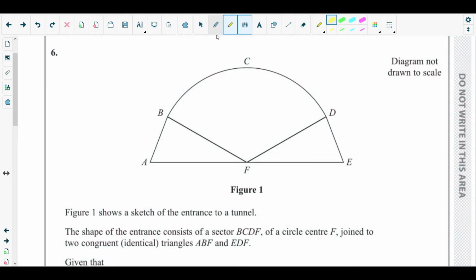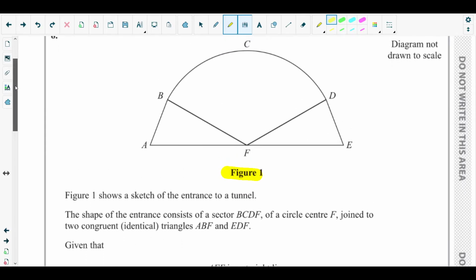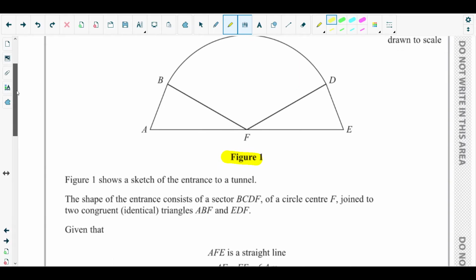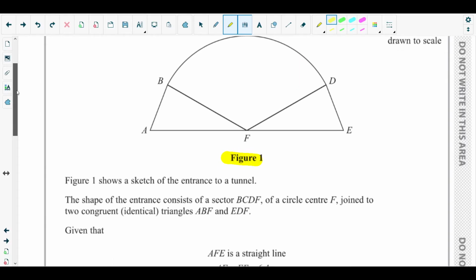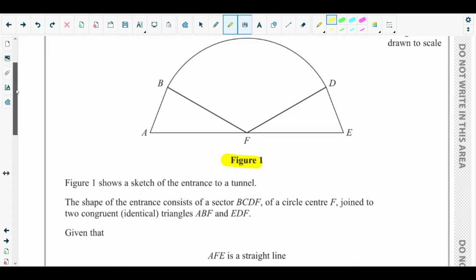Here you can see figure 1, which shows a sketch of the entrance to a tunnel. The shape of the entrance consists of a sector BCD of a circle with center F, joined to two congruent, identical triangles ABF and EDF. ABF and EDF are congruent, which means these two triangles have the same lengths and the same angles.